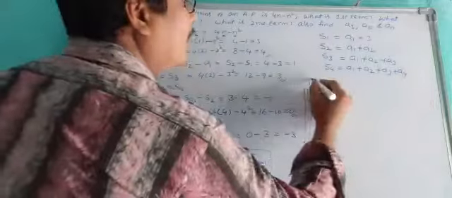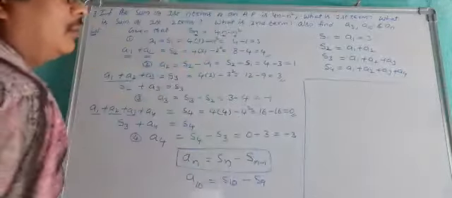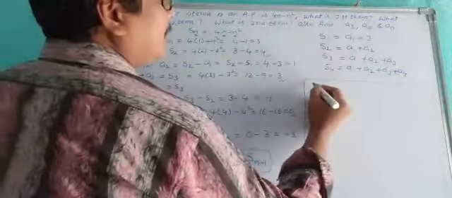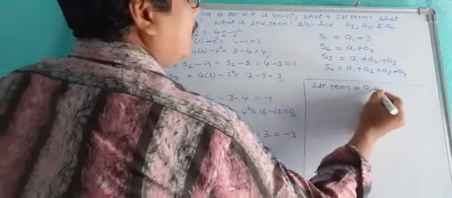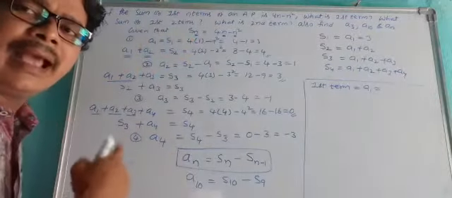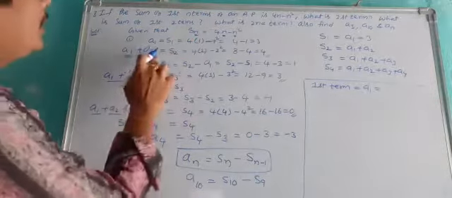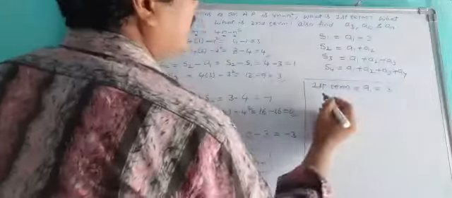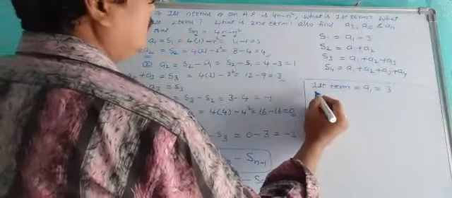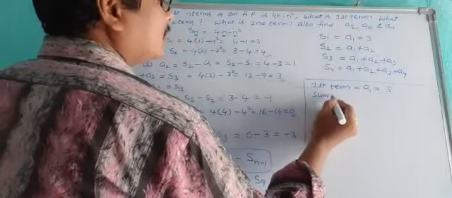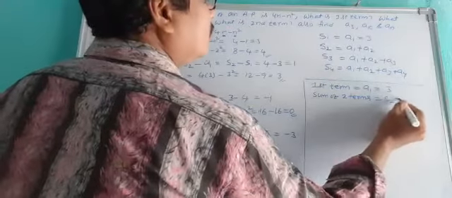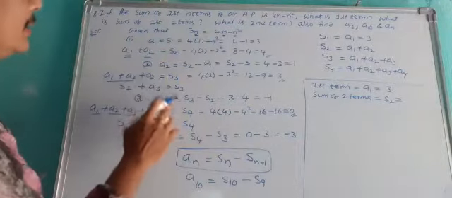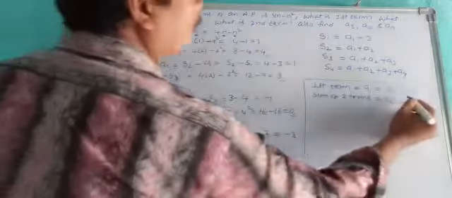Okay, so now one by one. What is the first term? First term a1, already we have found that one. A1 equal to 3. And next one, what is the sum of two terms? Sum of two terms equal to S2. Already we found it. S2 equal to 4.